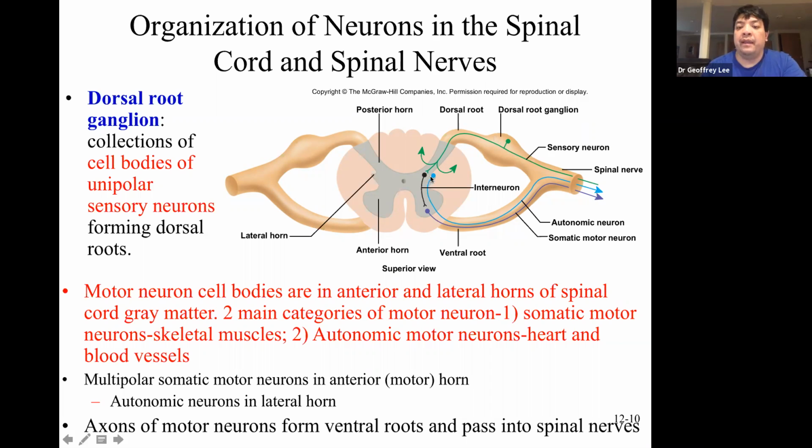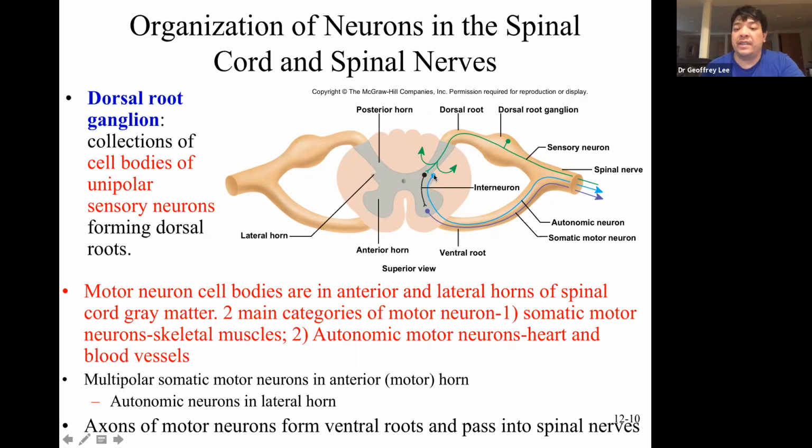We're going to find in the lateral horn cell bodies that are for your autonomic motor neuron, right? So autonomic motor neuron, let's say you're scared, right? Or you're watching a movie and you're getting kind of scared. What happens? Your heart rate starts to go up, right? Your breathing rate starts to increase.